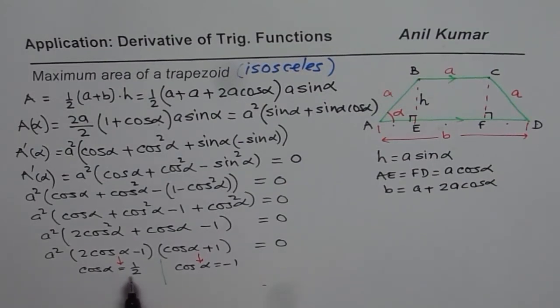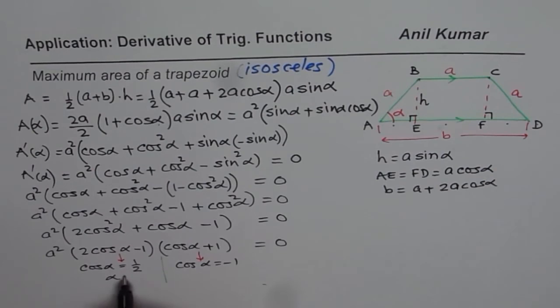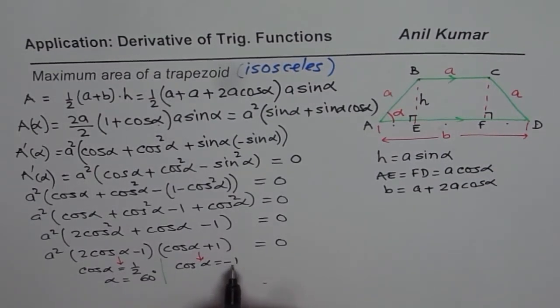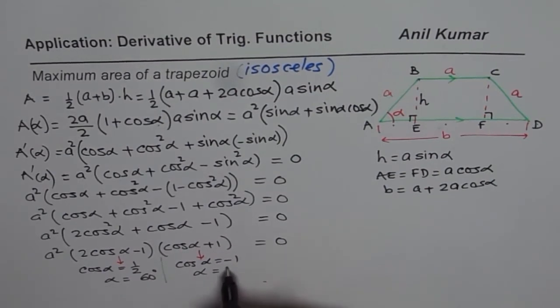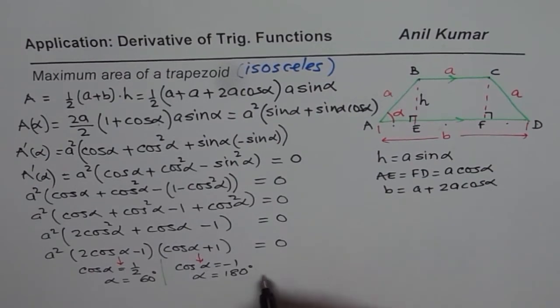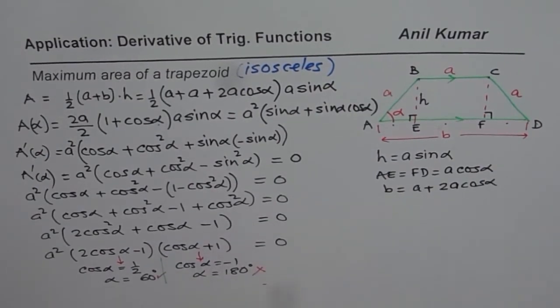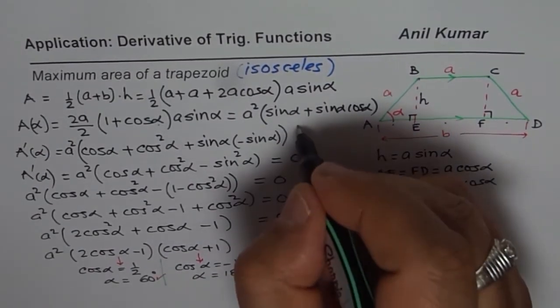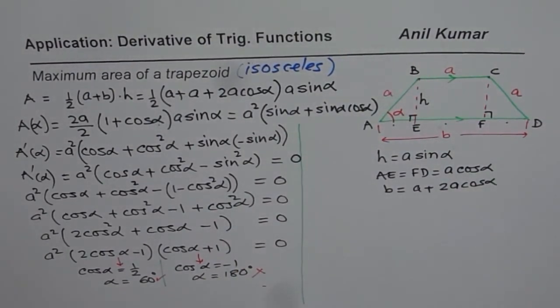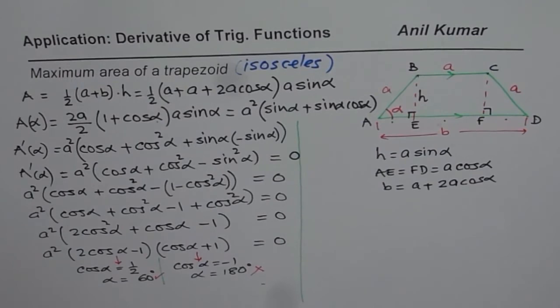Now when is cos half? Cos of alpha will be half for alpha equals 60 degrees, right? So that gives us one solution, alpha equals 60 degrees. Cos of alpha is minus 1 when alpha equals 180 degrees. Well, 180 degrees is not possible, but this is fine, correct? So we get our critical number, and that is alpha equals 60 degrees. I hope till now things are absolutely clear, right?